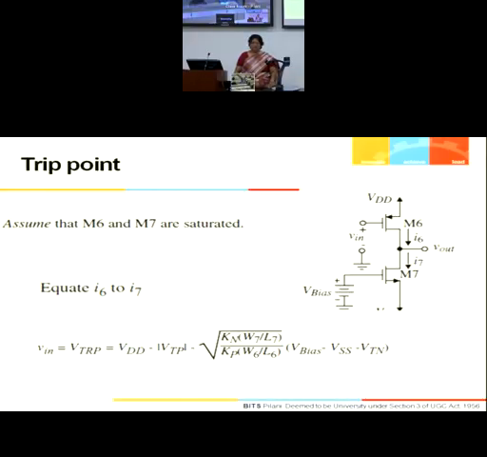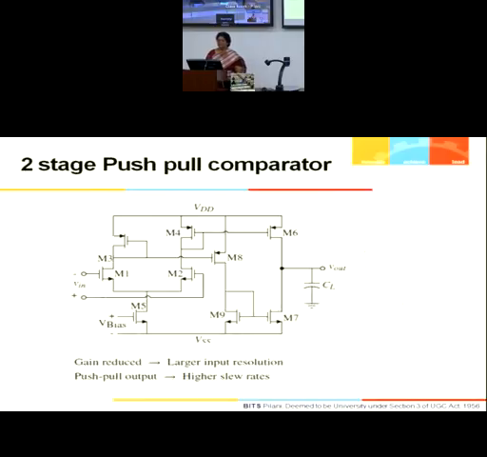Okay? So only that delay has to be calculated. We have to calculate our delay till V in reaches its V trip point. So this is about a two-stage comparator.